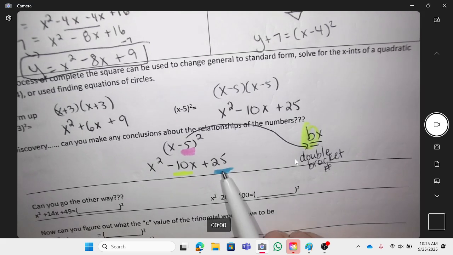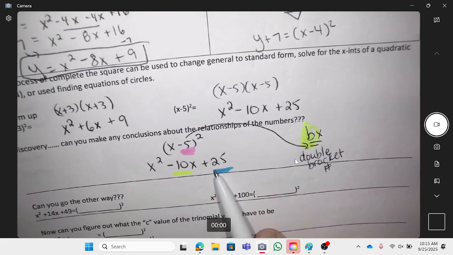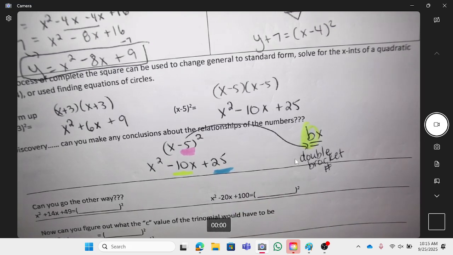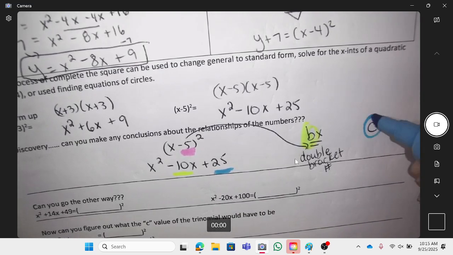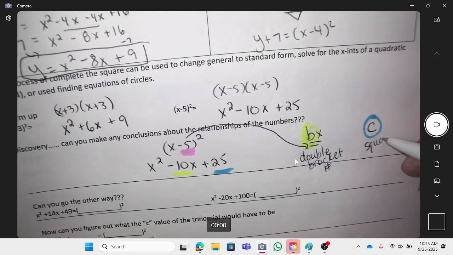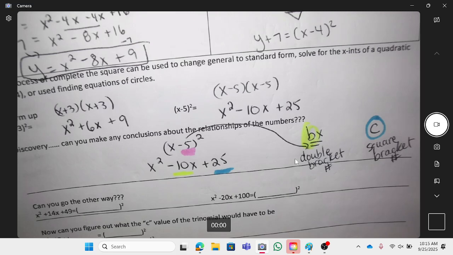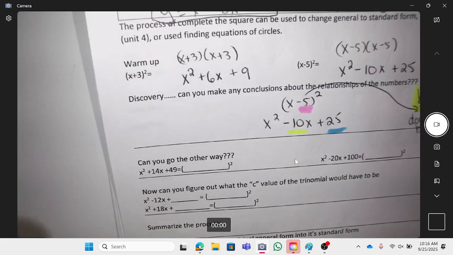Now, this is the c value. Does it consistently have a relationship to the bracket number? Squared, yeah, exactly. So c will always be the square of the bracket number. Okay, does that make sense? That's always the case of a perfect square. All right, so can we go backwards?